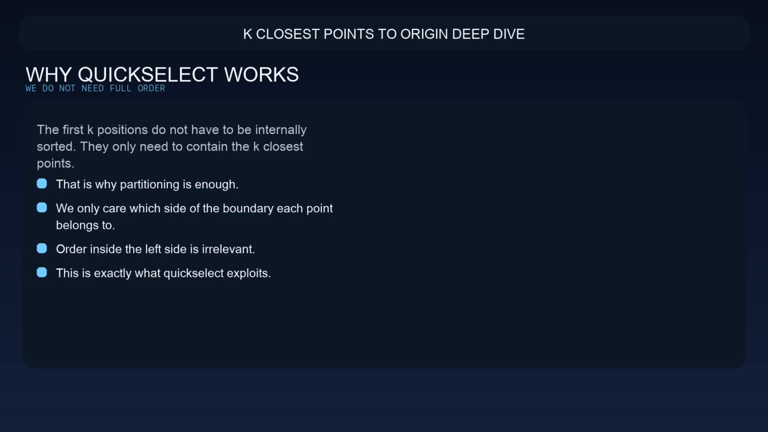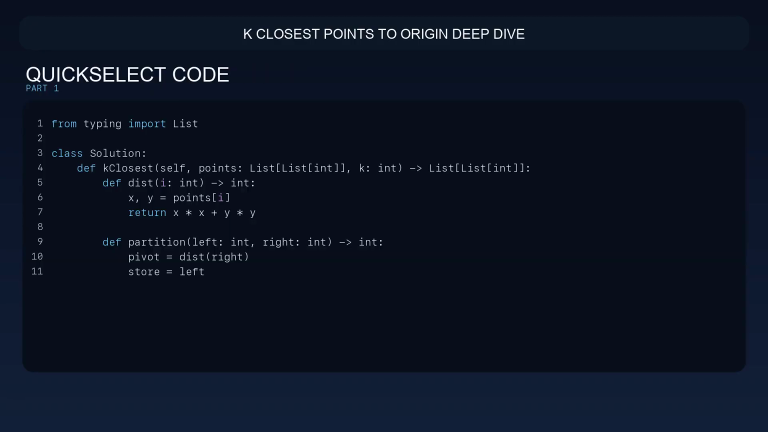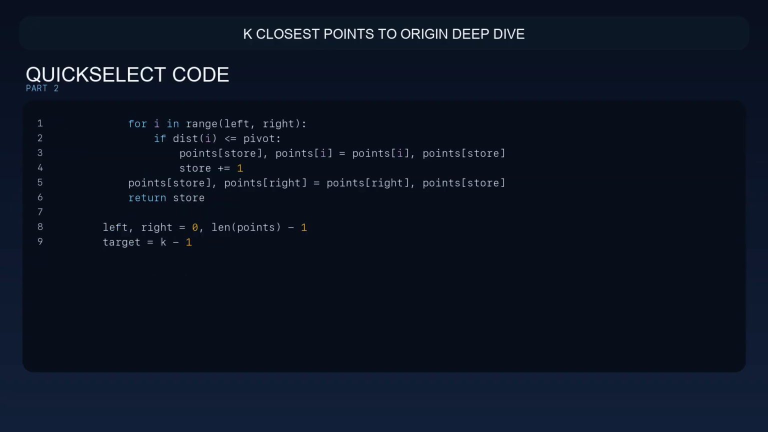The reason quickselect fits this problem is that the answer may be returned in any order. We do not need the first k points sorted. We only need them to be the correct set. Partitioning gives us exactly that. The optimized code starts with a small distance helper and a partition function. The partition uses the rightmost point as the pivot distance. Inside partition, every point whose distance is less than or equal to the pivot goes to the left side. Then the pivot is swapped into its final position and we return that pivot index.